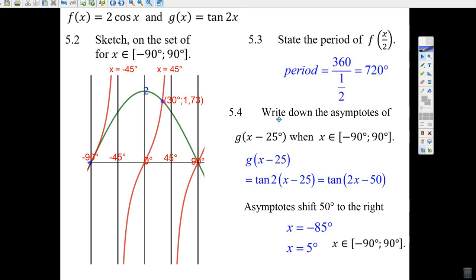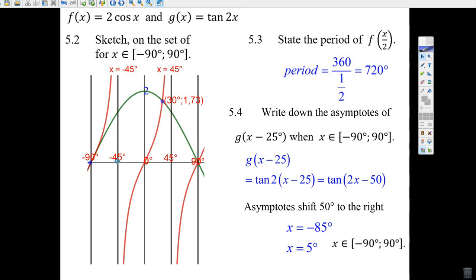Okay. Now here's the tricky part. Write down the asymptotes of a new function, g of x minus 25. You have to be careful here. I looked at this and went, it's 25 degrees to the right. But no, you've got to take this x minus 25. It's function notation. You got to put it in here and go 2 times x minus 25. Your new function is 2x minus 50. So the asymptotes are going to shift 50 degrees to the right.